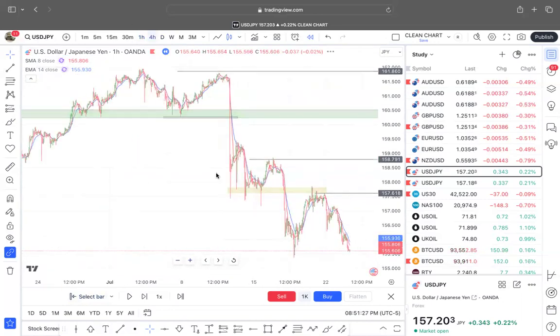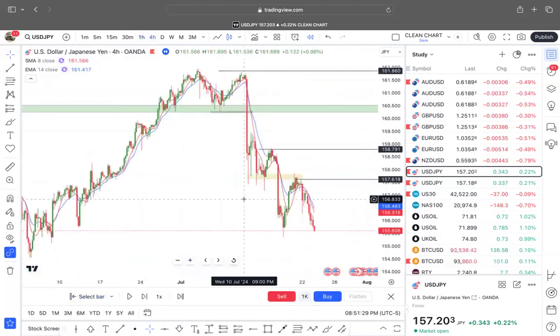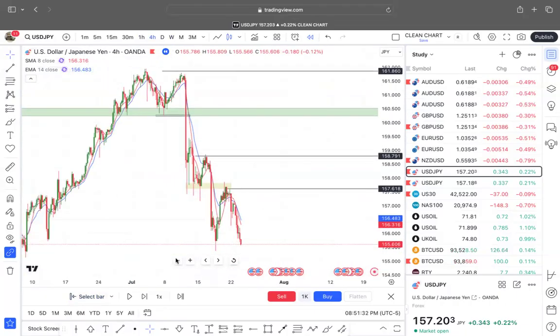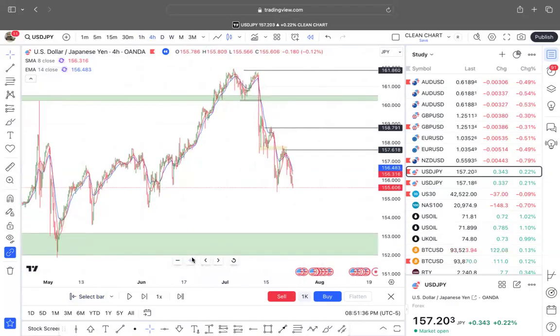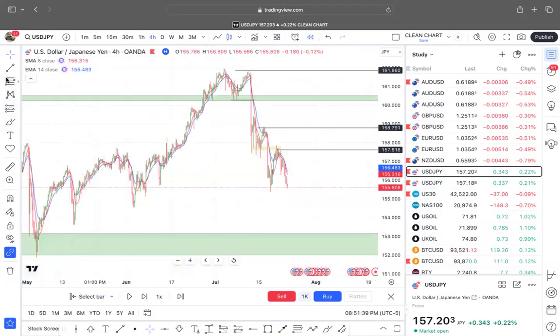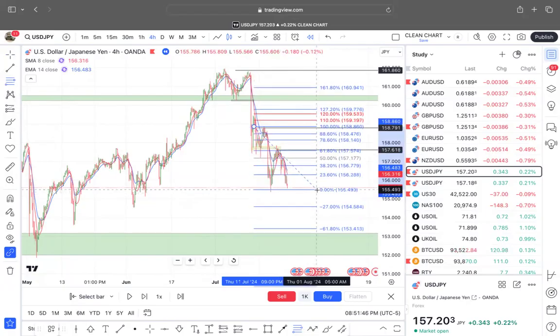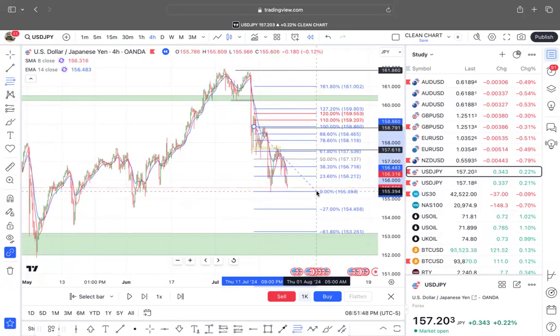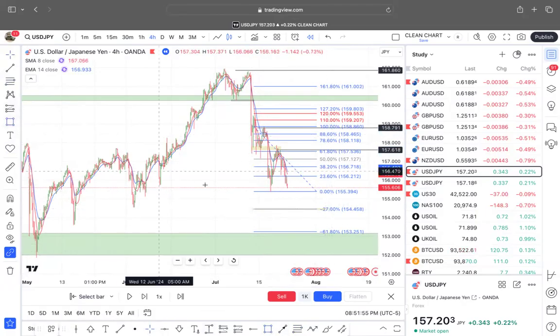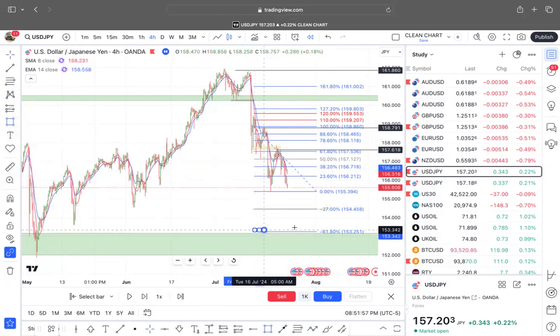So based off of this, where can we apply our next point of interest? Where is our next point of interest? So previous high, previous low. So yeah, this will be our next area of where we want to place our exit.